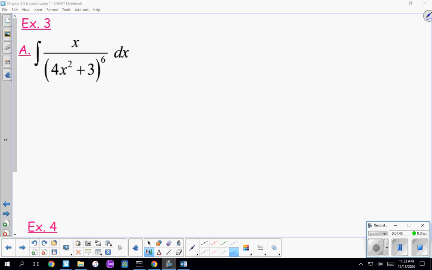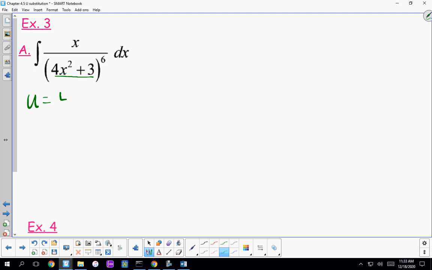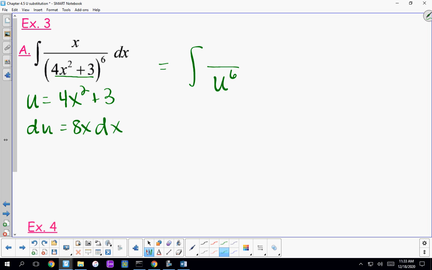In this next example, I'm just going to help you choose your u value. Again, we want to choose the inside or a denominator. In this case, I'm just going to choose the inside function of the denominator to be u. And then du would equal 8x dx. And then once we're substituting, just remember, we replace u first, so this is going to be u to the 6th. In the numerator, we have an x and a dx. So we're going to have to isolate this piece by dividing by 8 before we go ahead and finish plugging it in.